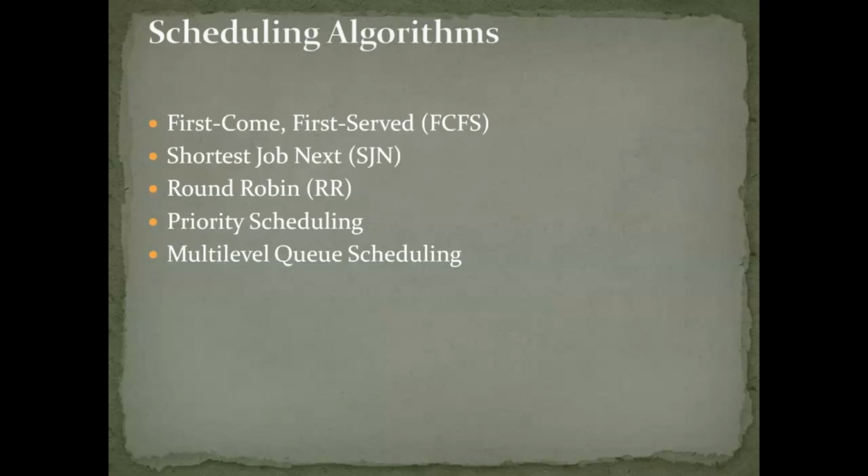Similarly, you have other algorithms available: round robin, priority scheduling, and multi-level queue scheduling. Here we are not using any of these. We are just knowing the names of them. If you want detail, we will cover it in upcoming videos. For the NIOS senior secondary course, you need not know all these algorithms in detail.